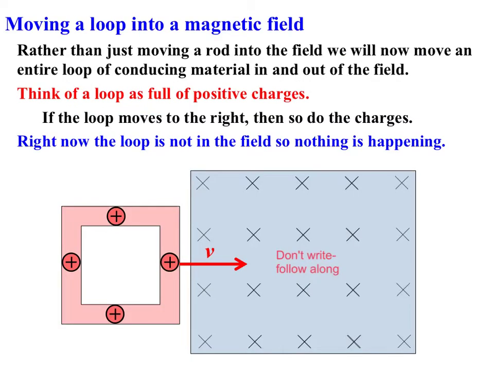In our previous videos, we only said that we were moving a rod into the field. Now we're going to move an entire loop of conducting material in and out of the field. Now I want you to think of the loop as full of positive charges. So if the loop moves to the right, then so do the charges. Right now the loop is not in the field, so nothing's happening.